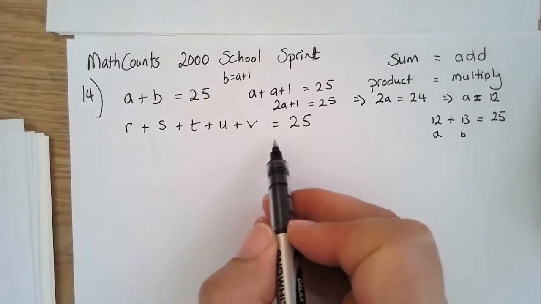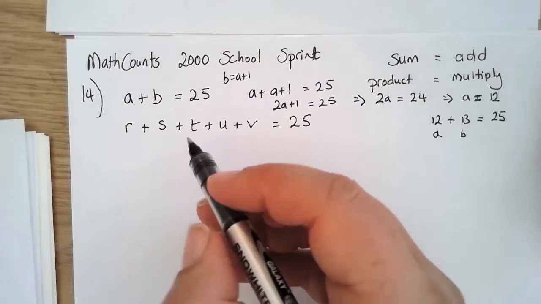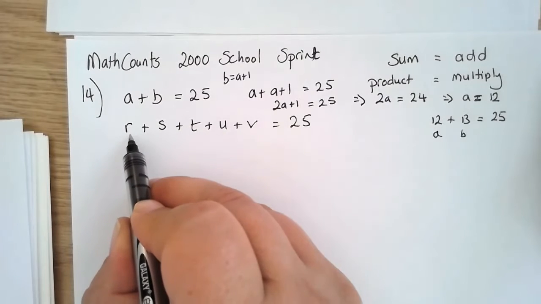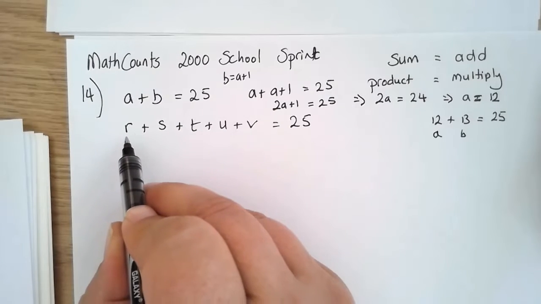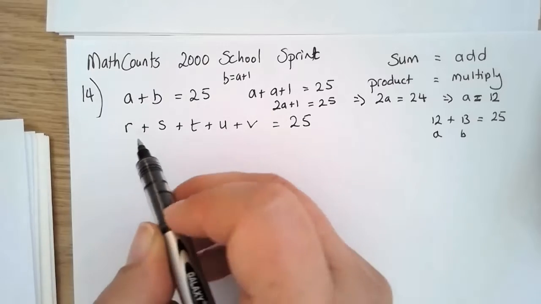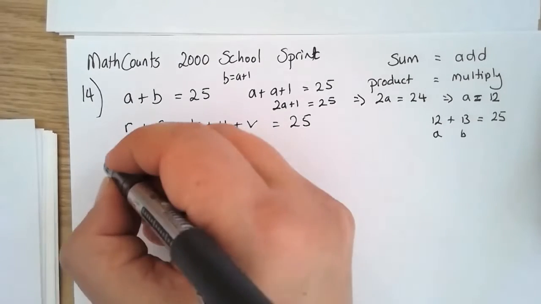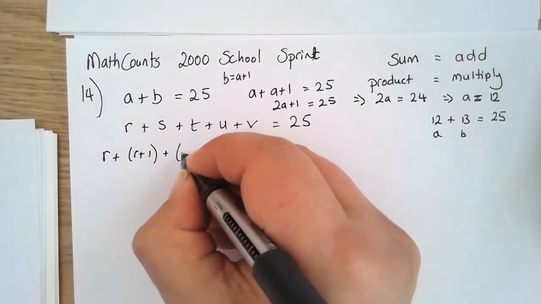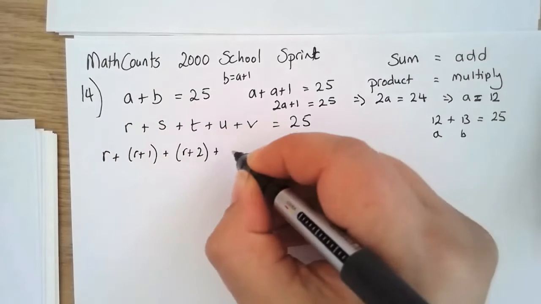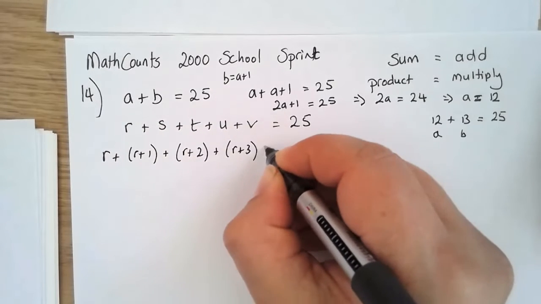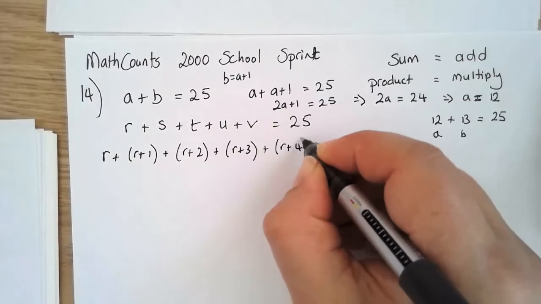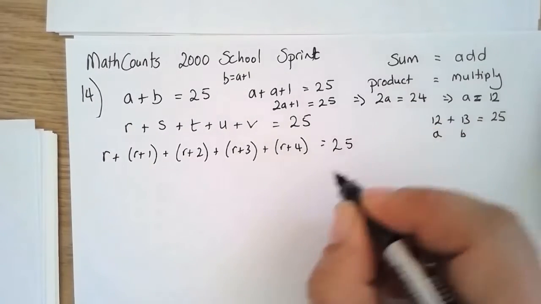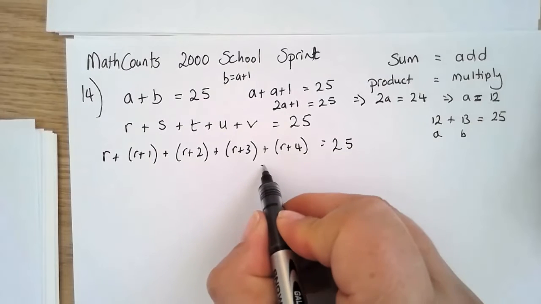What about these letters here? Numbers, letters. S will be 1 more than R, T will be 2 more than R, U 3 more and V 4 more. So let's write that out in full. One, 2, 3, 4, 5 numbers. I can simplify it.